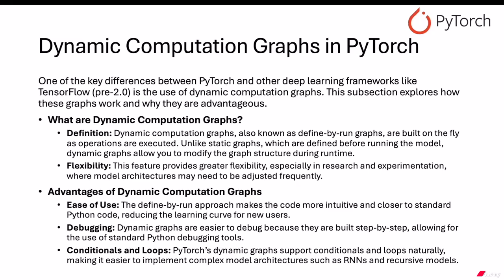What are the advantages of dynamic computational graphs? First one, ease of use. The define-by-run approach makes the code more intuitive and closer to standard Python code, reducing the learning curve for new users. Debugging. Dynamic graphs are easier to debug because they are built step by step, allowing for the use of standard Python debugging tools. Conditionals and loops. PyTorch's dynamic graphs support conditionals and loops naturally, making it easier to implement complex model architectures such as RNNs and recursive models.